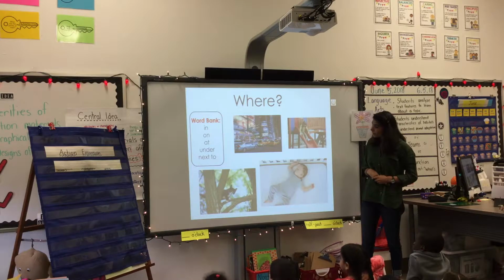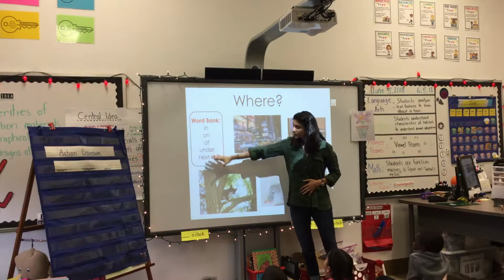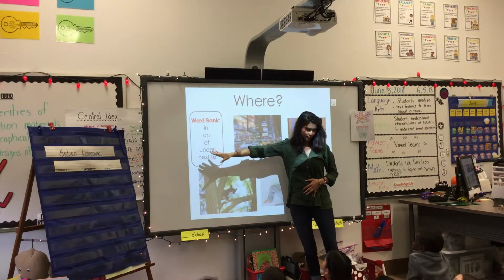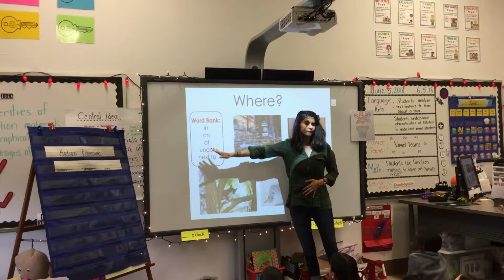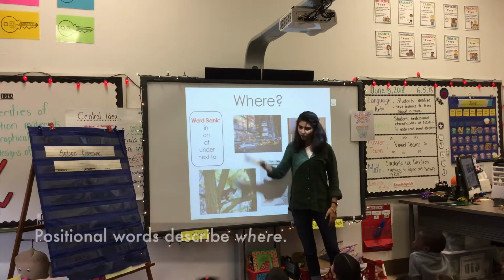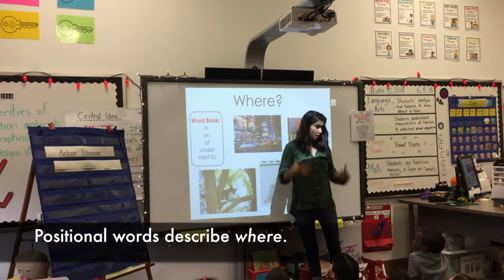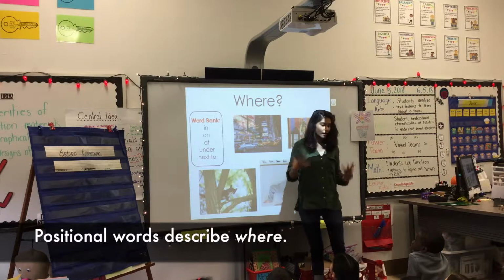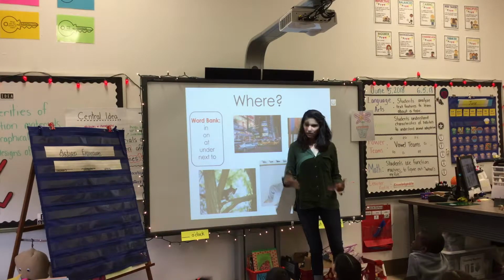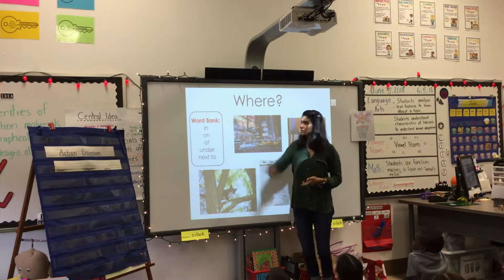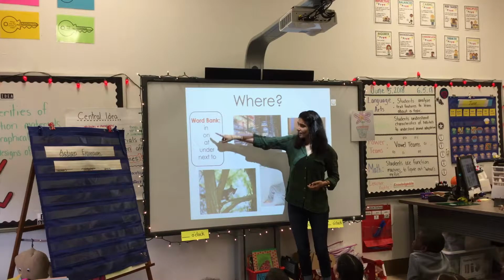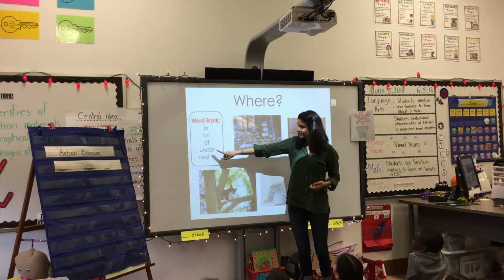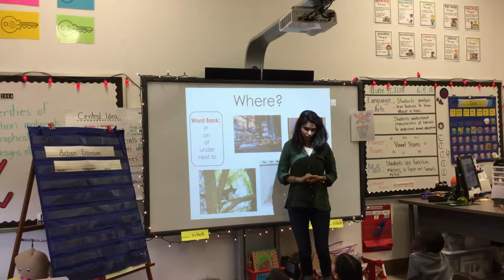So there are different words we can use to describe where. This is our word bank, and these are called positional words. Can everyone say that? Positional words. Positional words help us to describe where our action is taking place. Let's look at these positional words: in, on, at, under, next to.